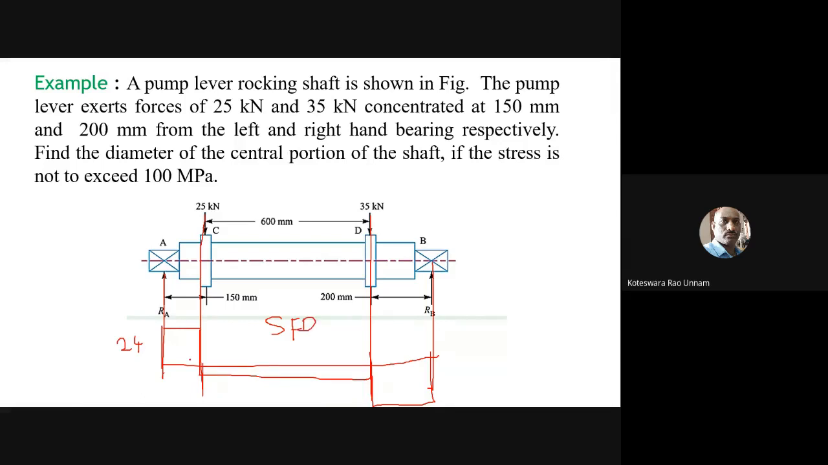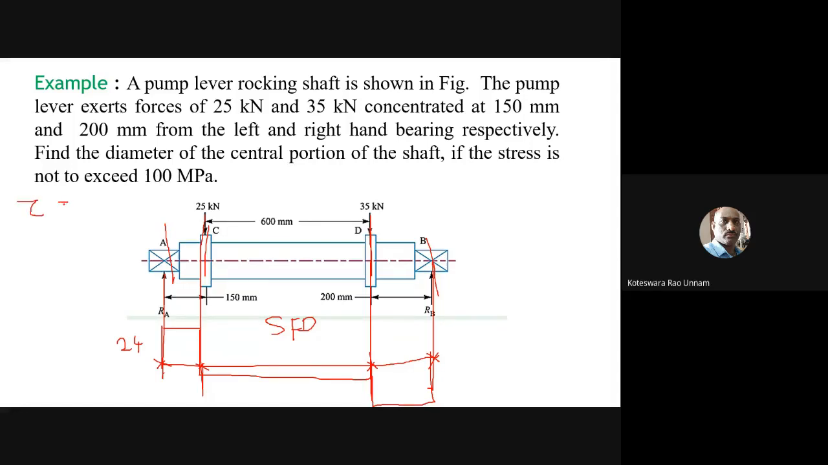Once you have the SFD, now only at this instant, this instant and this instant, the shear force is 0. That means at point A, C, D and B, only bending moment exists, the shear force is 0. Like I mentioned earlier, there is a transverse shear stress if the shear force is not 0. I already wrote the formula also.